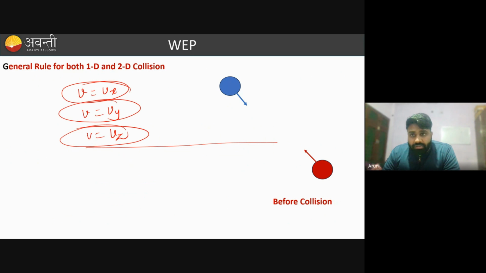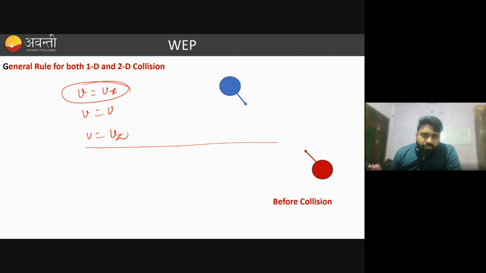But if two of the dimensions are changing with respect to time, that is termed a two-dimensional collision. So you can say that for two-dimensional collision, u should be ux i cap plus uy j cap. Okay, but now we are focusing on both one dimension and the general rule.